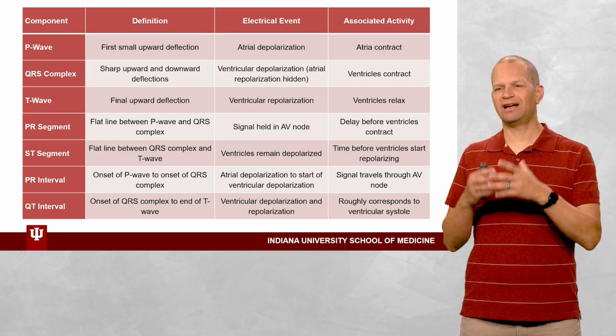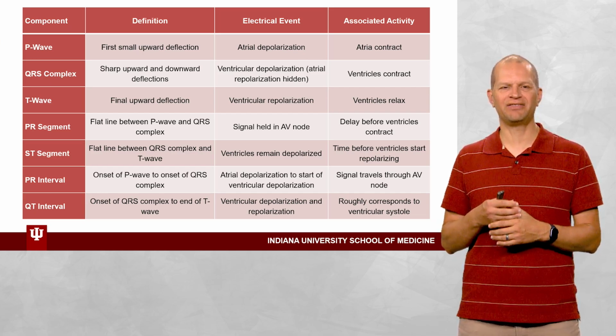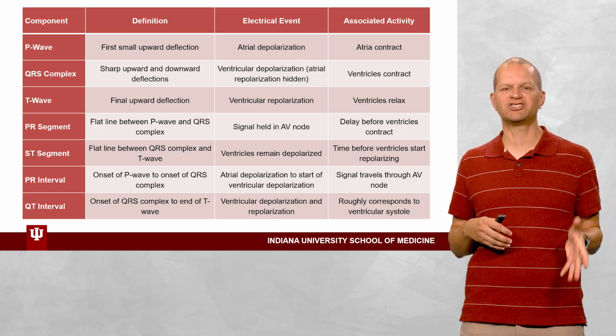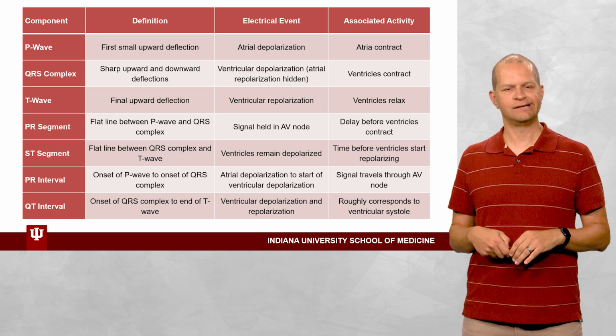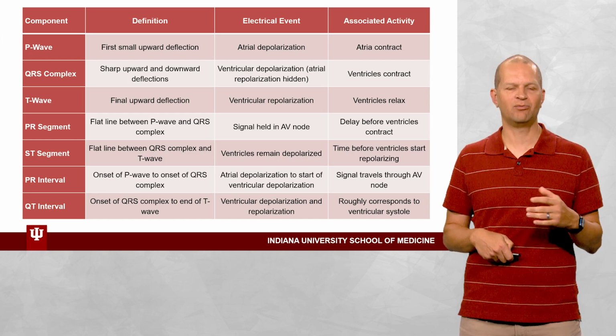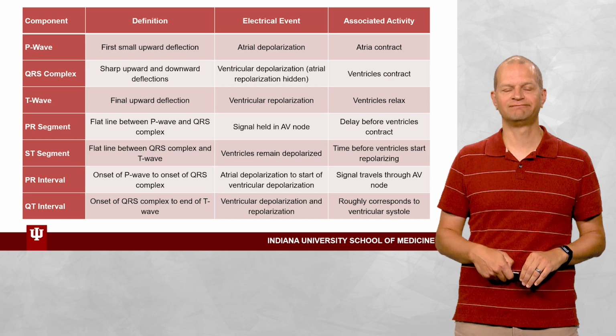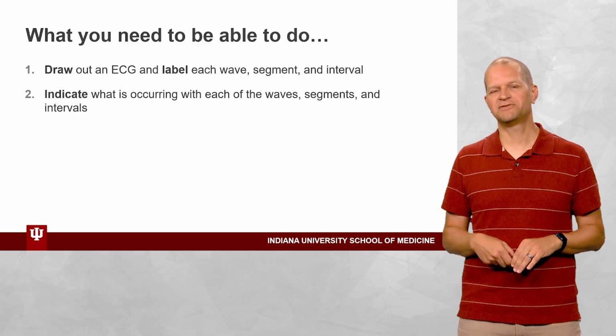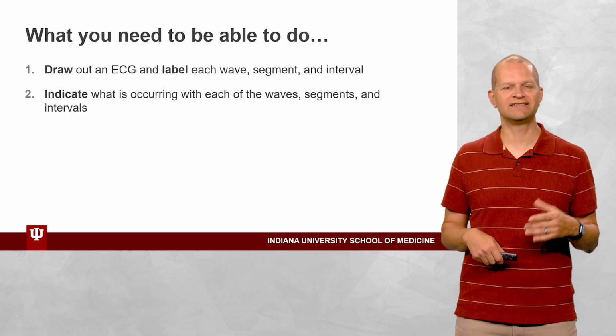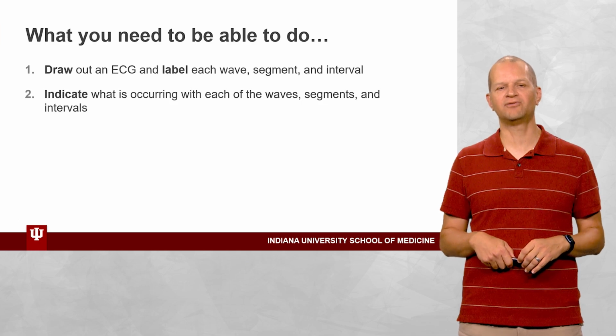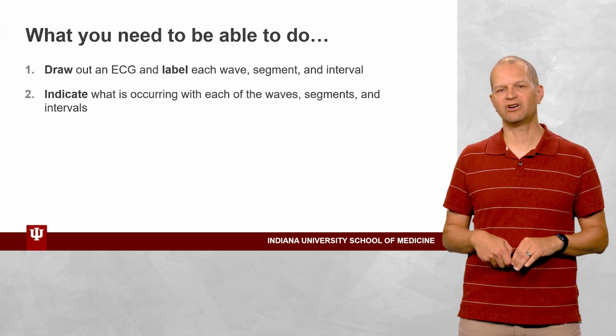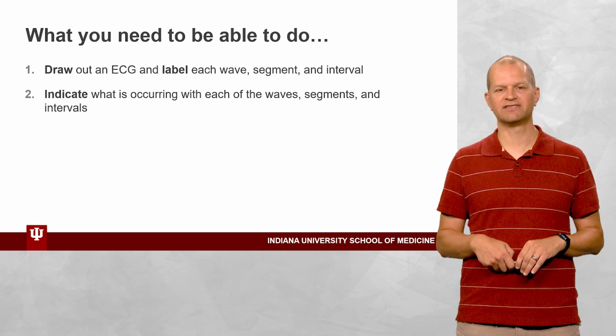I've got a table here. I'm not going through this. You can screenshot this, but it shows you a definition and what's going on with each of these segments, complexes, waves, and intervals. So at the end of this video, can you draw an EKG or ECG and label each wave, segment, and interval? And can you describe what's occurring during each of these waves, segments, and intervals?